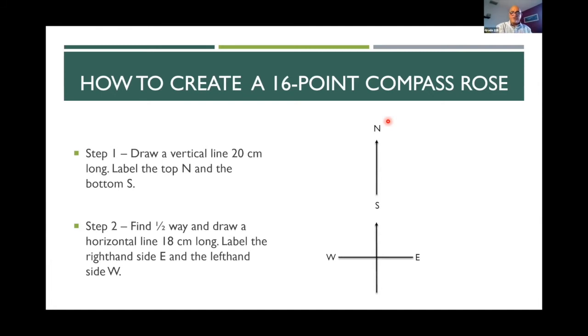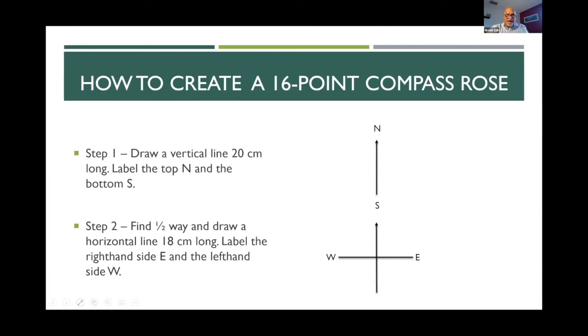Now, I'm going to give you another minute or two to finish that off because we're going to continue on. So we've drawn our first line in this fashion with a little arrow with north, and at the bottom we have south. We've now found the middle point, and we've gone across, and we've drawn a straight line, and we've gotten east and west. Hopefully everyone has gotten that done so far. We can move on, but it's still gonna be there for you.